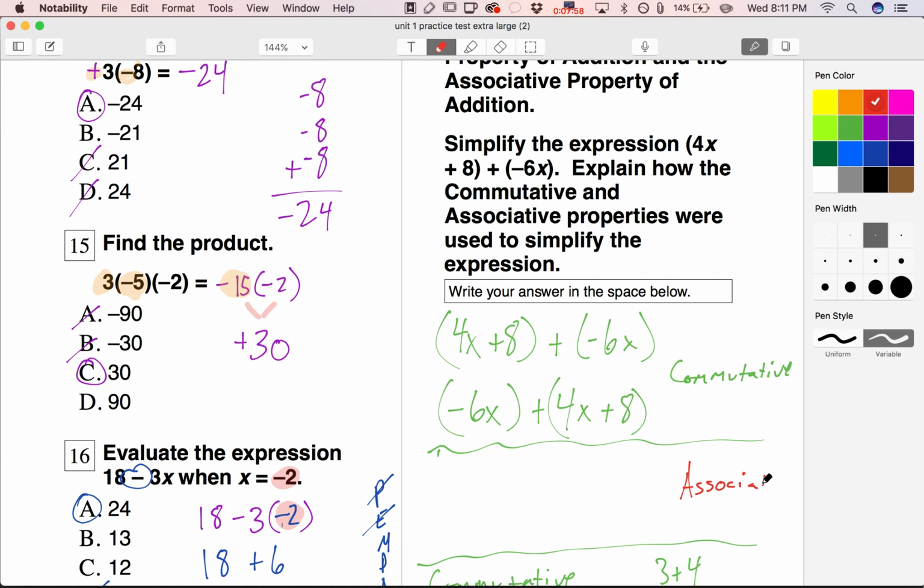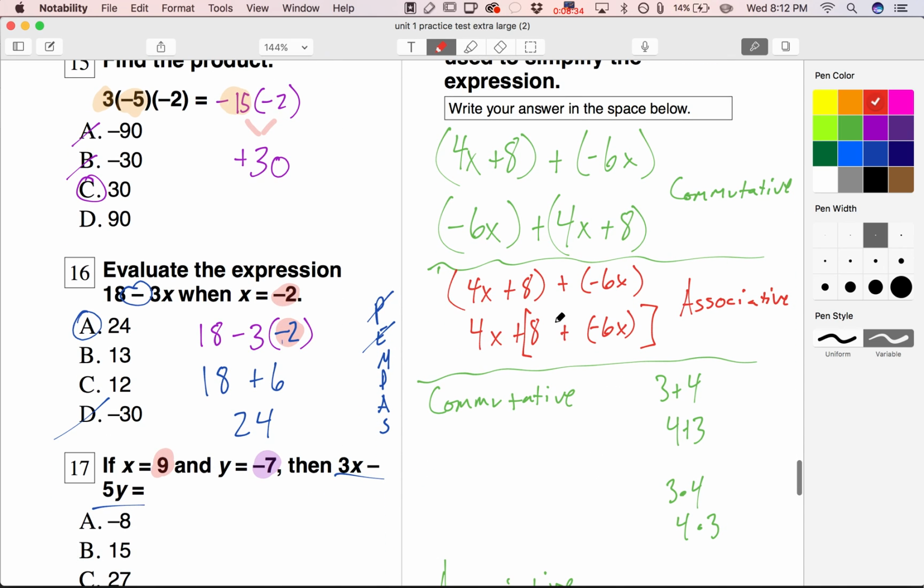Associative would actually be something like, let's see, 4x plus 8 was the original plus negative 6x. So I would write 4x plus 8 plus negative 6x, right? And I would look at this and say, oh, if I combine this one first, let's say I do this one first, and then add, this would be my associative property here. So the plus is on the outside, this is on the inside. Okay.